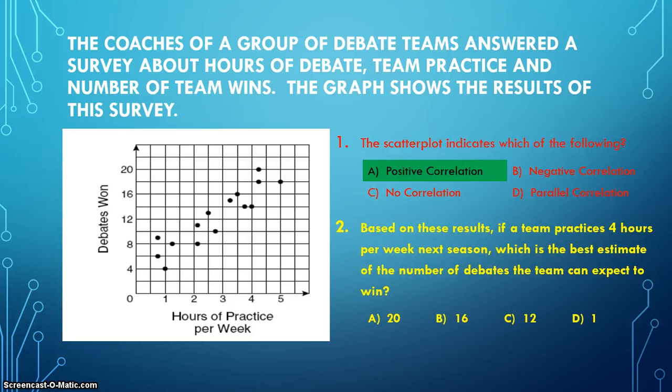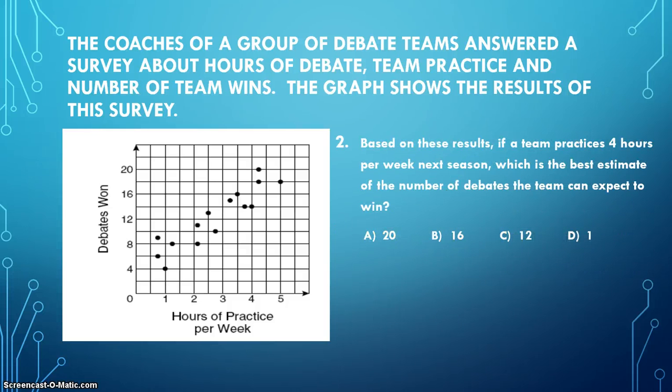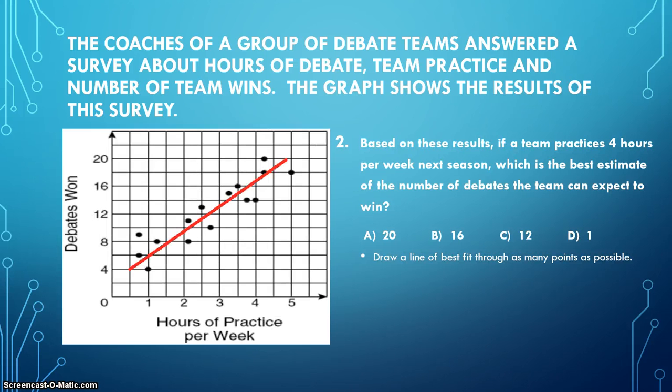Problem number 2. Based on these results, if a team practices 4 hours per week next season, which is the best estimate of the number of debates the team can expect to win? Well, to determine this, what you're going to do is make a prediction, and how we're going to do that is by drawing in a line of best fit through the data. Once we have that line, it wants to know what's the prediction for 4 hours, we can draw a vertical line from the 4 hours on the x-axis up to touch that line.